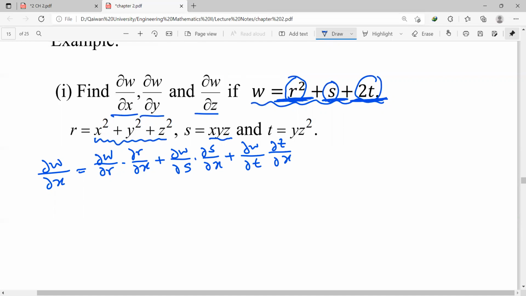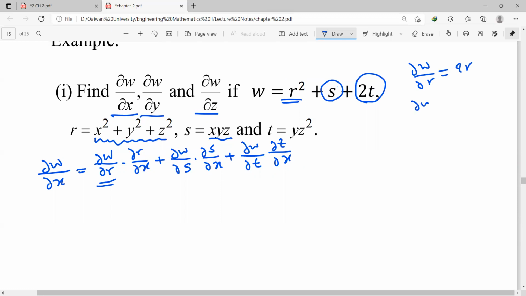Now we are going to find the partial derivatives. What's partial w by partial r? The derivative of w with respect to r: this term becomes 0 because here you have no r. This term becomes 0 also. How about this one? It's 2r. So partial w by partial r is 2r, is it?